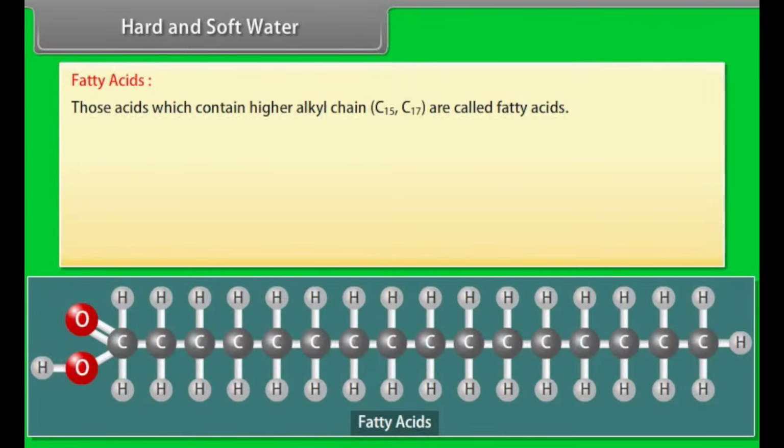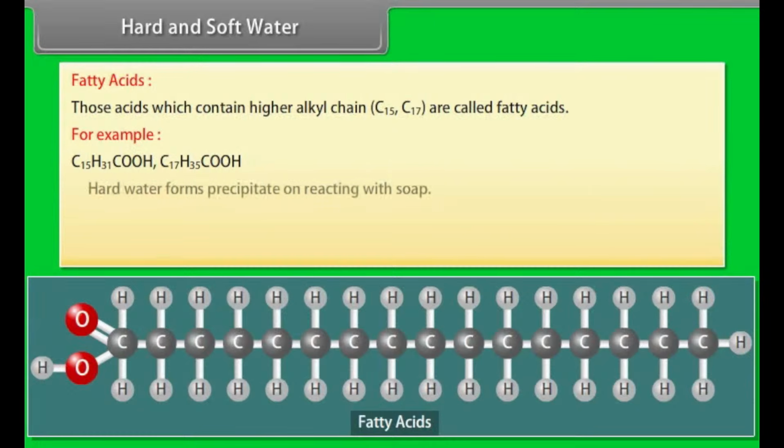Fatty acids. Those acids which contain a higher alkyl chain are called fatty acids. For example, C15H31COOH, C17H35COOH. Hard water forms a precipitate on reacting with soap. Reaction of hard water with soap.